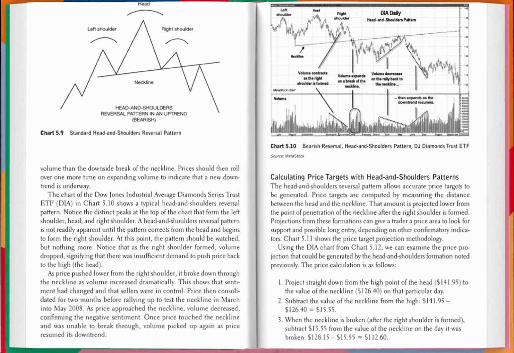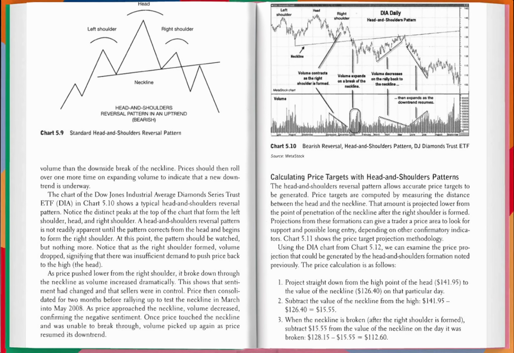Calculating price targets with head and shoulders patterns: the head and shoulders reversal pattern allows accurate price targets to be generated. Price targets are computed by measuring the distance between the head and the neckline. That amount is projected lower from the point of penetration of the neckline after the right shoulder is formed. Projections from these formations can give a trader a price area to look for support and possible long entry, depending on other confirmatory indicators. Chart 5.11 shows the price target projection methodology.